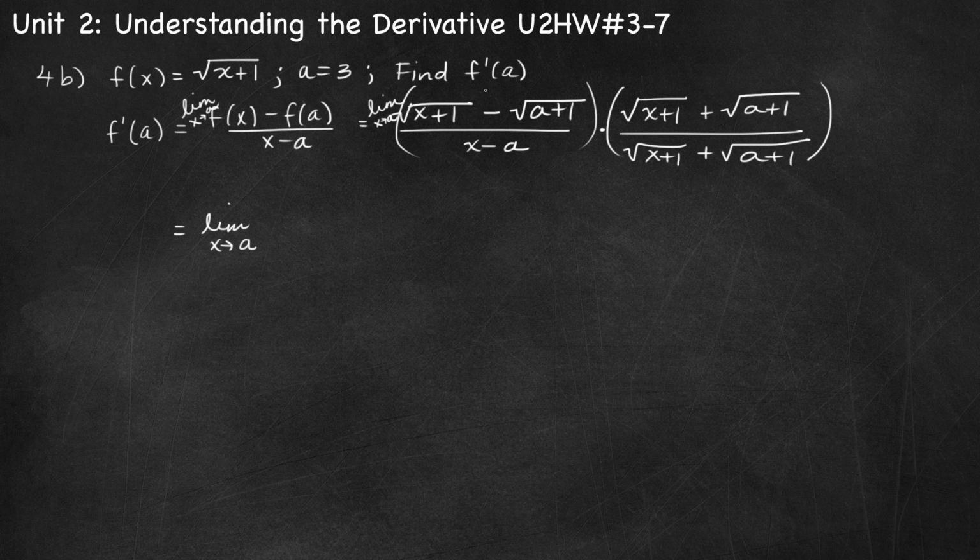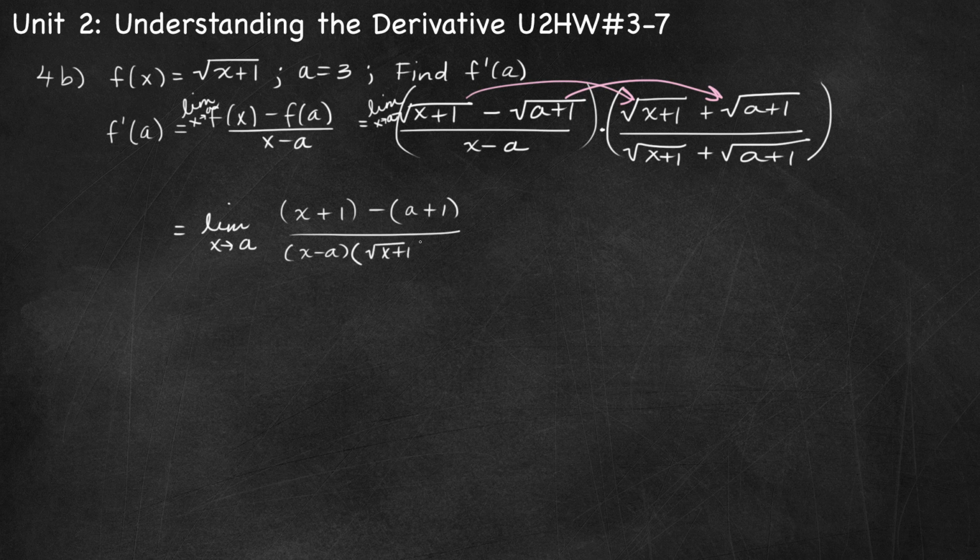I need to FOIL this out, but when I'm multiplying by the conjugate, I really just need to do first times first and last times last, because the outer product and the inner product will cancel out. So square root of x plus 1 times square root of x plus 1 is x plus 1 minus, and then negative root a plus 1 times positive root a plus 1 is just a plus 1. And that's over x minus a times the square root of x plus 1 plus the square root of a plus 1.